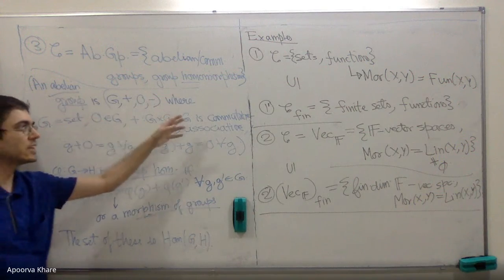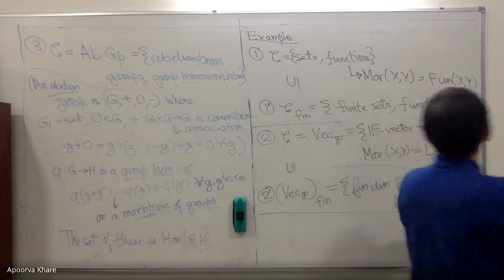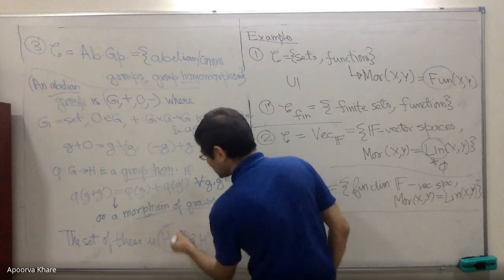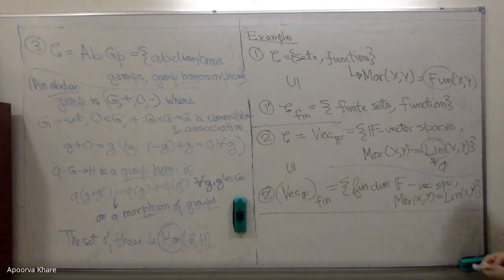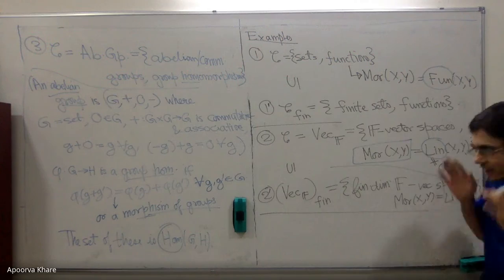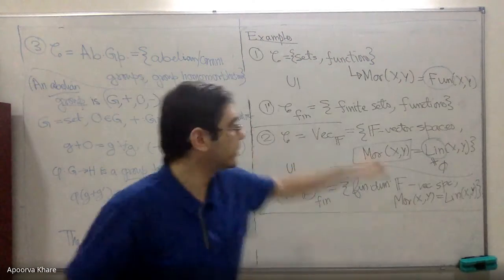So you see this language keeps changing from setting to setting. For sets, it was called Function(X, Y). For vector spaces, it was called linear maps from X to Y. For groups, it's called Hom(G, H). But overall, the common language is that of morphisms from X to Y. But the idea is exactly the same in all of these three different settings.